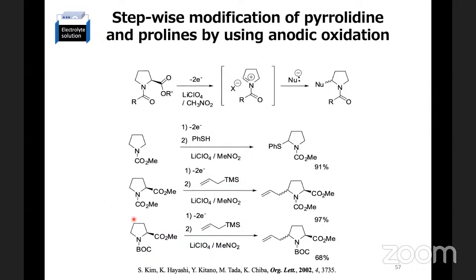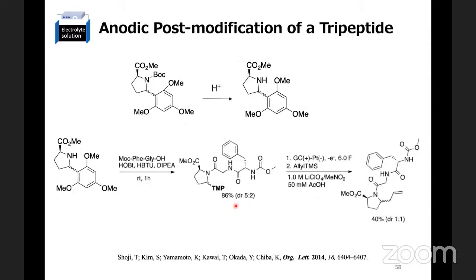This reaction was effective for many pyrrolidine and proline derivatives, yielding substances with allyl groups introduced at the N-alpha position in yields ranging from 68 to 97%. We show an example of the application of this reaction system to the synthesis of peptide mimics using a compound in which trimethylbenzene is introduced into Boc proline as a nucleophile.